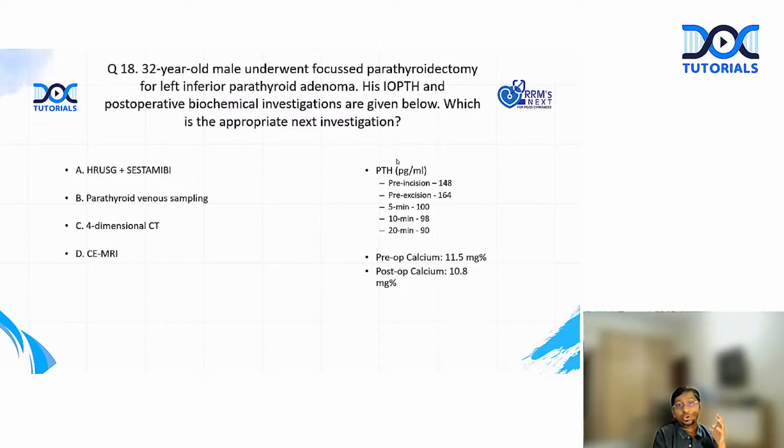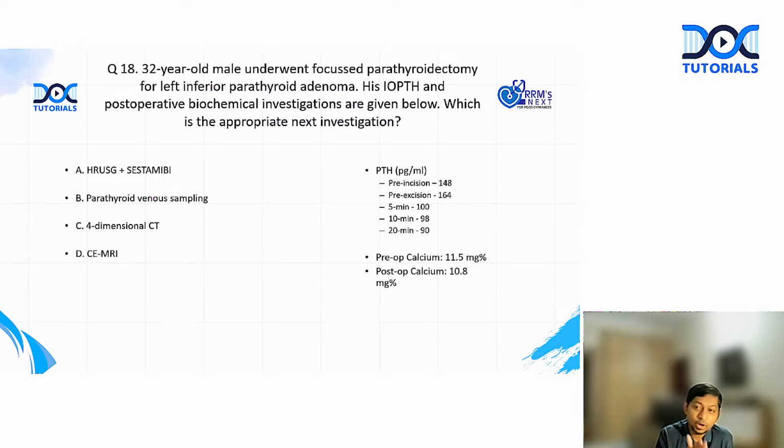Okay. A 32-year-old male underwent a focused parathyroidectomy for a left inferior parathyroid adenoma. His IOPTH and postoperative biochemical investigations are given below. What is the appropriate next investigation? This is a similar scenario to the previous question where we saw IOPTH values. So this is something that you can get in your exams. They may give you IOPTH values and you will have to figure out what kind of disease it is. So here you can see, again, there is no fall of more than 50% at 10 minutes compared to the pre-incision or the pre-excision values. Pre-op calcium was 11.5. The post-op calcium is also still high, 10.8. So this is a classical example of persistent hypercalcemia.